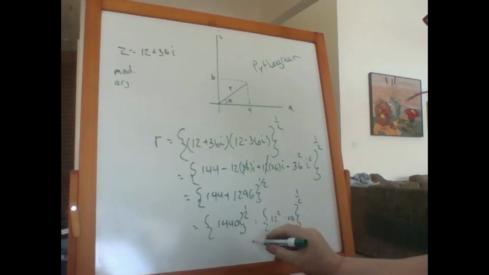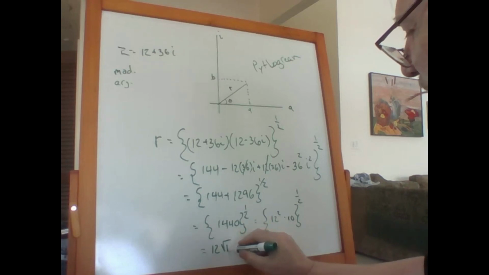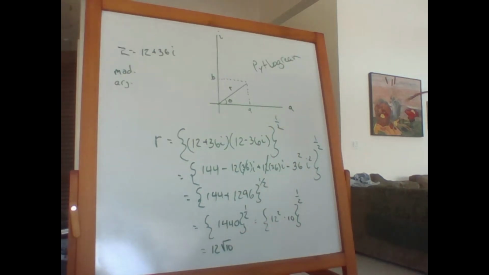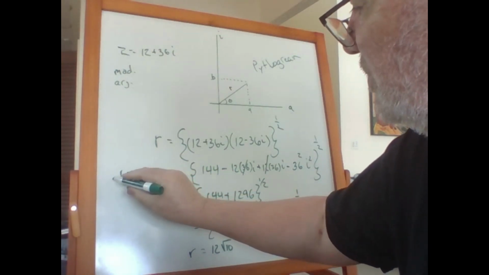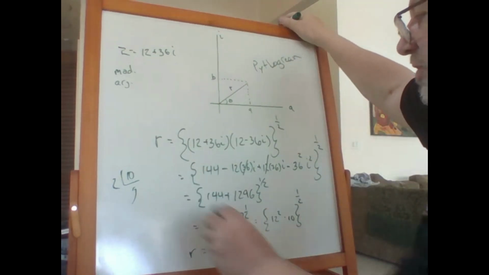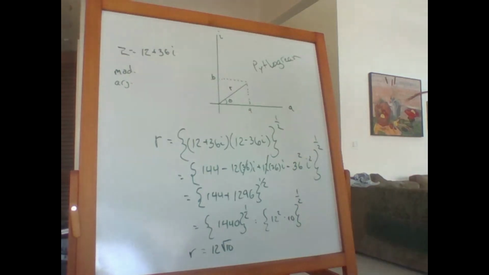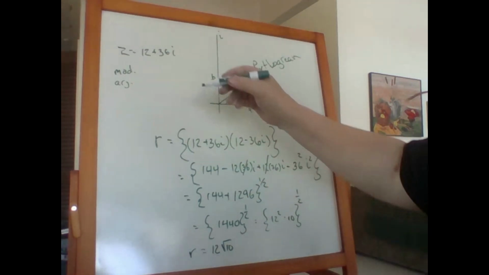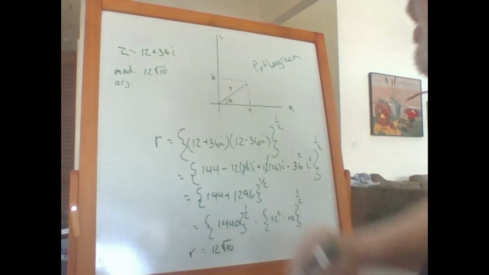So we have R equals 12 times the square root of 10. And that's what R is. And I don't know if we can simplify that anymore. 10 is 2 times 5. Nope, can't make it simpler. So that's our answer there. Our modulus is 12 times the square root of 10.